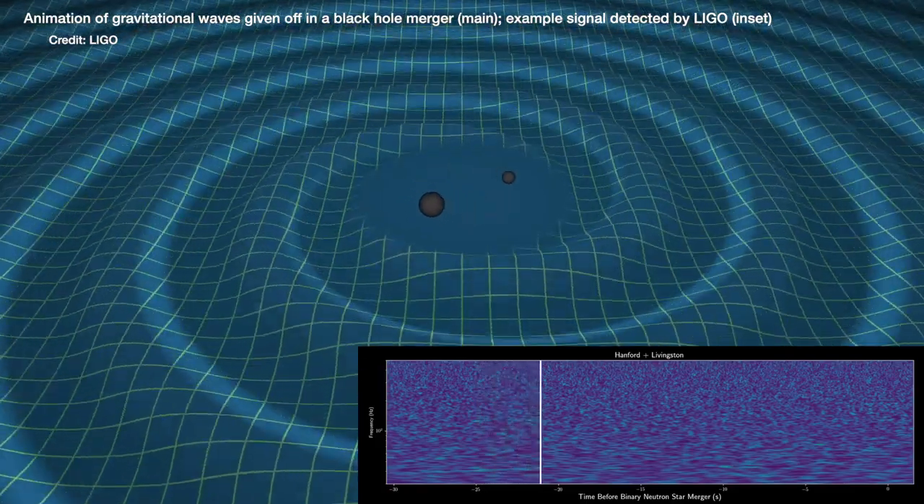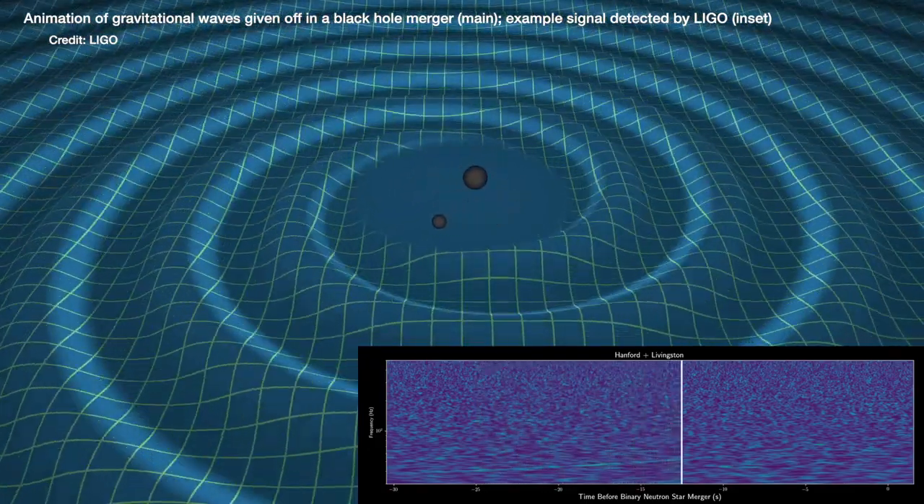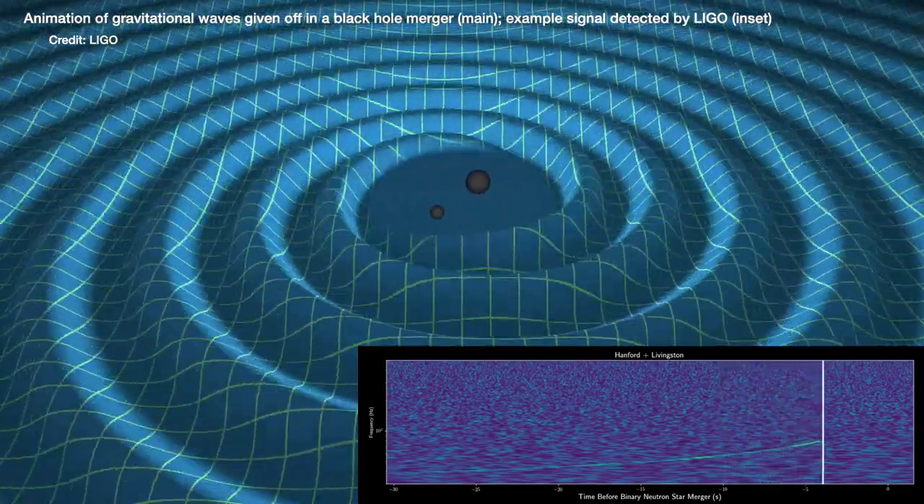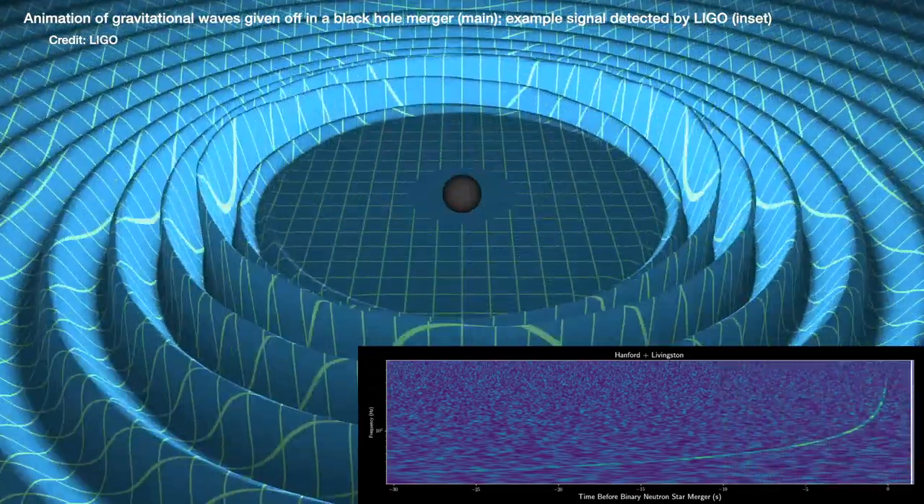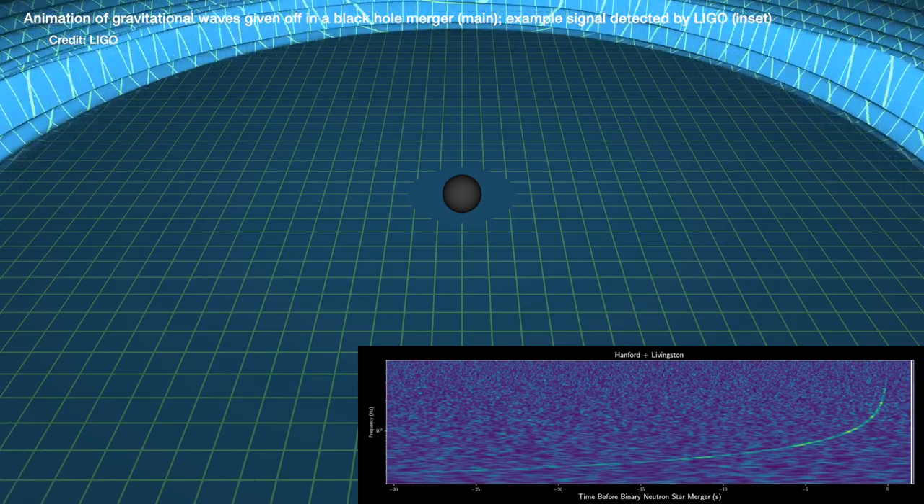We've also detected gravitational waves, these ripples through space that are caused by some cataclysmic event like the merger of two black holes. So with the LIGO and the Virgo detector, we've managed to detect two black holes merging to give us even something up to 100 times the mass of the Sun.